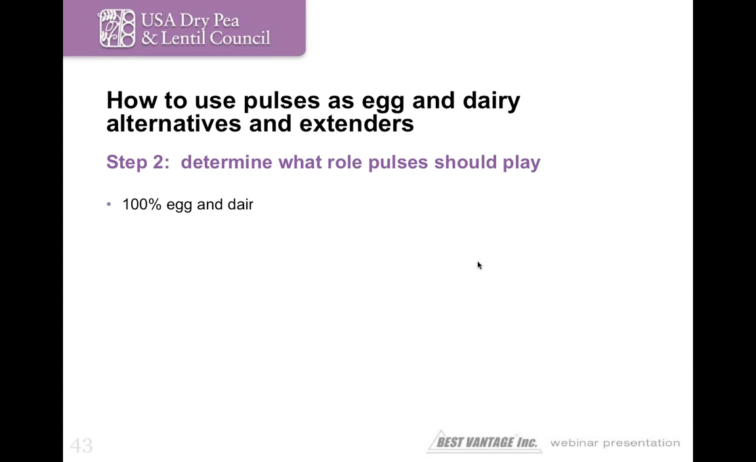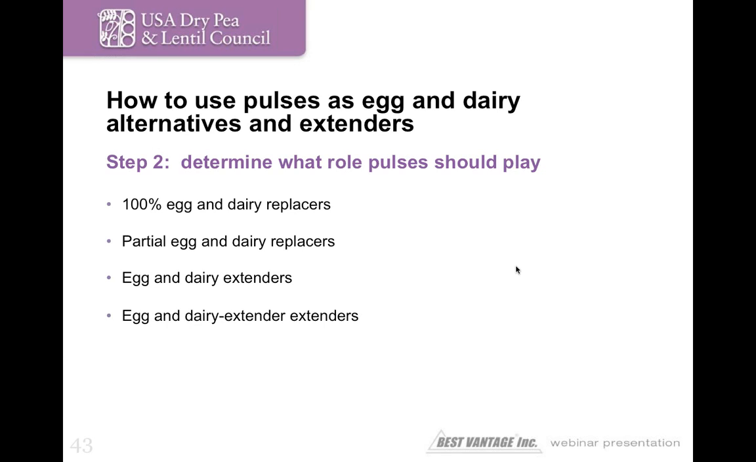Looking at what role pulses should play, going back to our earlier options of, do you want a 100% egg and dairy replacer? Do you want a partial egg and dairy replacer? Do you want a dairy and egg extender?